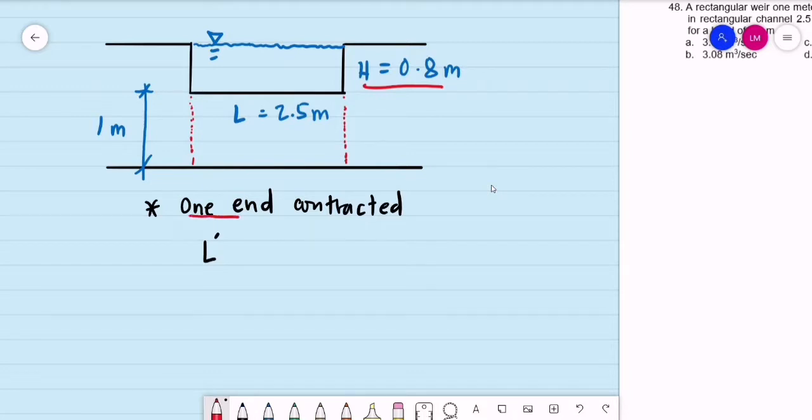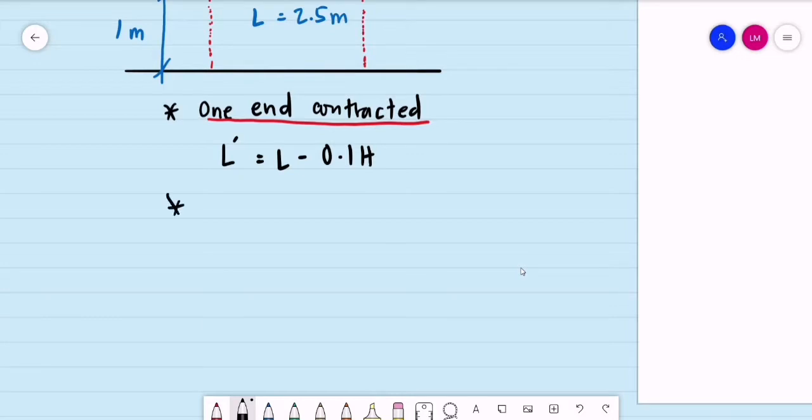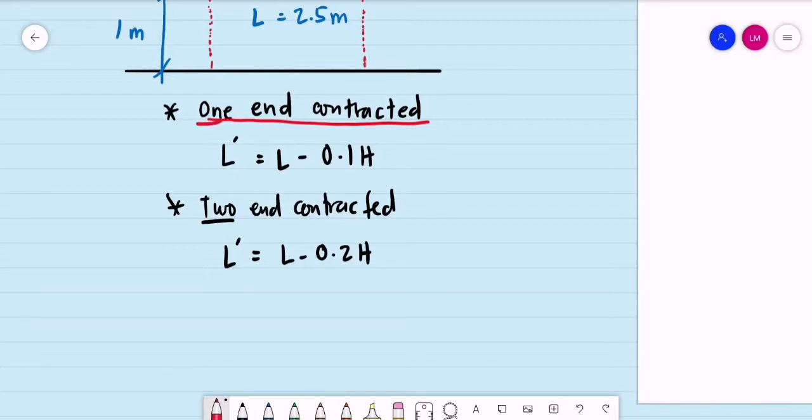Okay, for one end contracted, anong equivalent ng L prime? That is equal to the length of the crest or the width of the channel, that is L, minus 0.1, 10% ng total head. So, ibabawas natin yun. So, kapag 2 ends contracted naman, ang gagamitin natin dito na L prime will be equal to L minus 0.2, 20% ng total head. So, yun yung parang clue natin. Kapag 1 end, 0.1. Kapag 2 ends, 0.2.